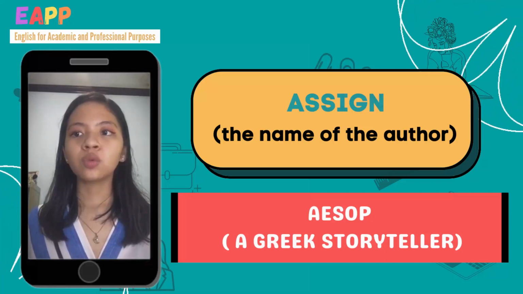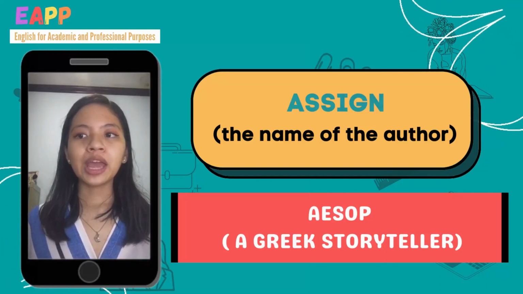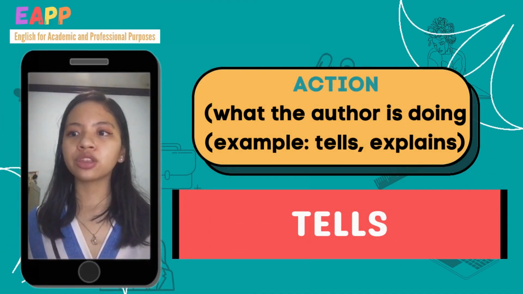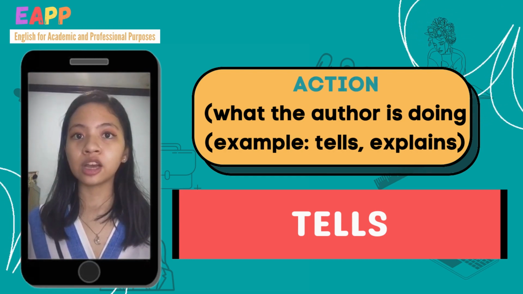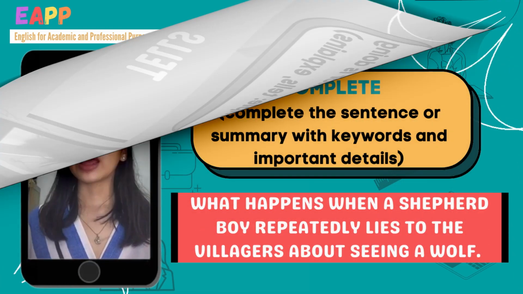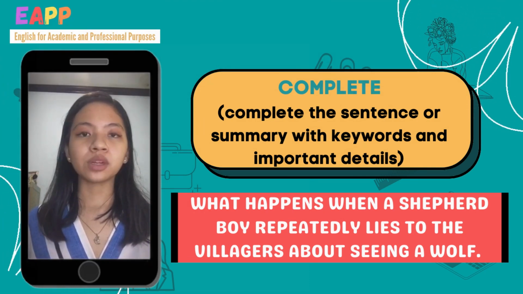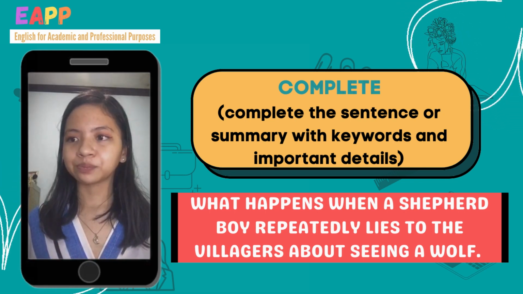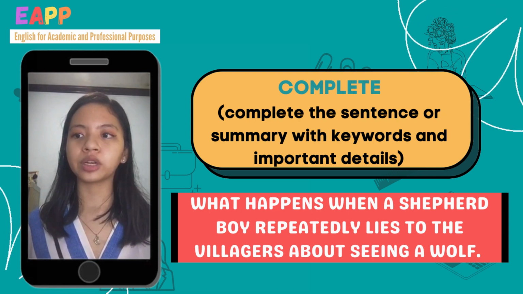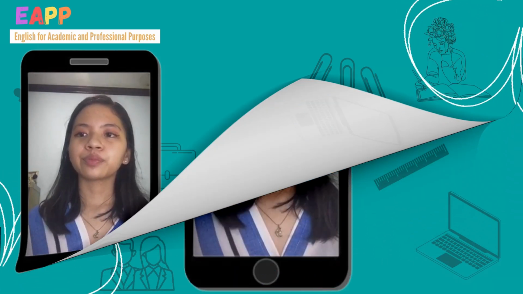Next is Assign, which is the name of the author of the story or the book. Aesop, a Greek storyteller. And then next is Action, or what the author is doing. In this case, the author is telling the story, so we will put tells. Next is Complete. Complete the sentence or summary with the keywords of important details. In this case, we will have what happens when a shepherd boy repeatedly lies to villagers about seeing a wolf.